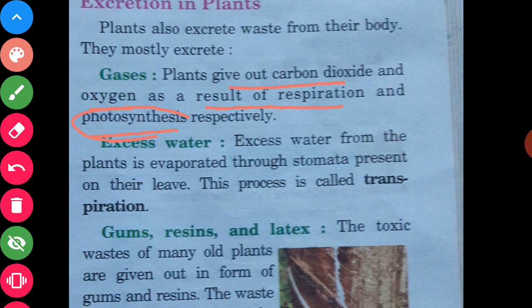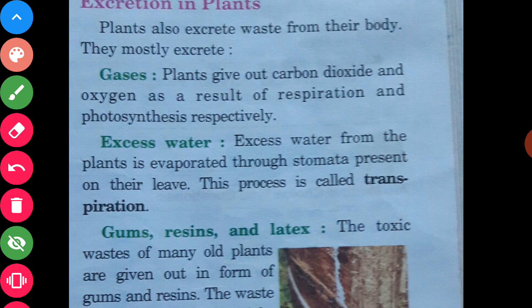During photosynthesis, oxygen is given out, and oxygen is the excretory product. During respiration, carbon dioxide is given out, and at that time carbon dioxide is the excretory product. So we can say gases are the excretory products in plants.